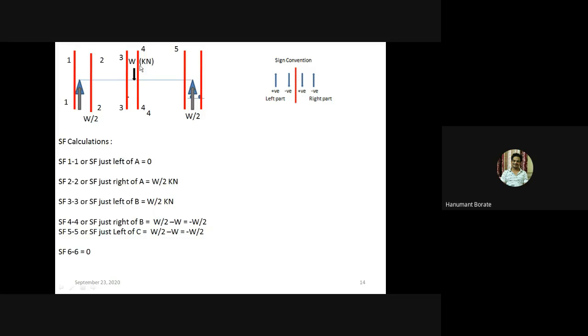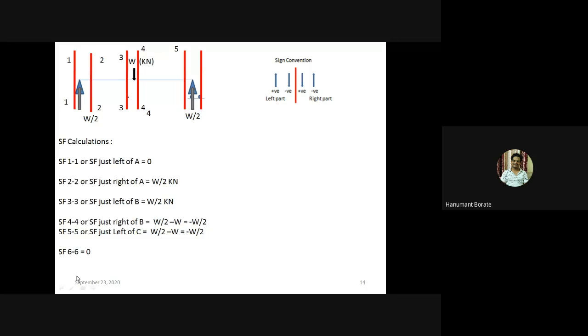Now consider section 4 4, or we can say SF just right of B. If we consider section 4 4, now forget these three sections and consider only left part for the calculation. So there are two forces. One is W by 2 acting upward, and another is W force acting downward. According to sign convention, treat upward forces positive, downward forces negative. So this W by 2 is positive and minus W, because it is acting in a downward direction, right? So we'll get the answer here, minus W by 2 shear force.